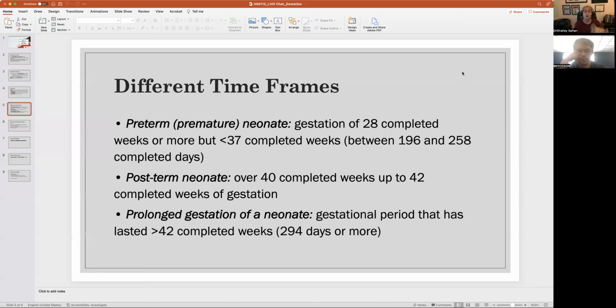And then prolonged gestation of a neonate, a gestational period that has lasted more than 42 completed weeks. So you have 2 stages of prolonged gestation, and this may need to be reported. If it is, then it needs to be reported by you, the coder. And in that case, the coder must have the documentation.